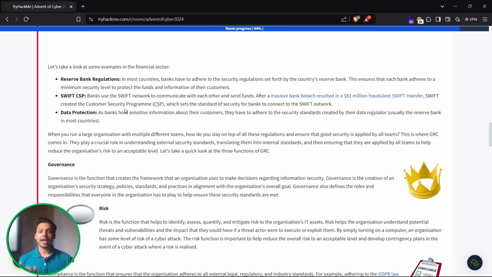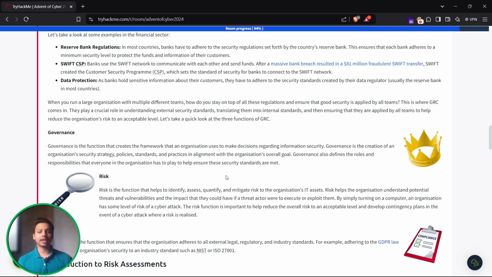Data protection. As banks hold sensitive information about their customers, they have to adhere to the security standards created by data regulators in most countries. When you run a large organization with multiple different teams, how do you stay on top of all these regulations and ensure that good security is implemented by all teams?